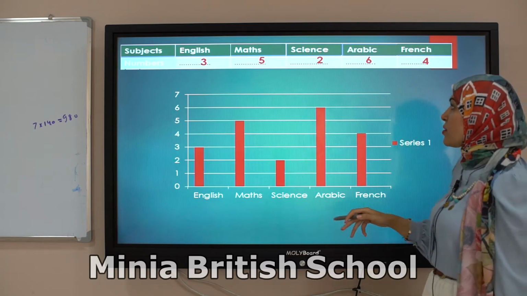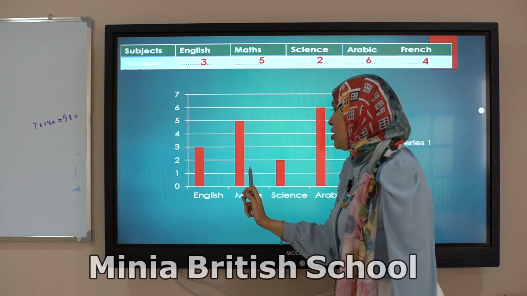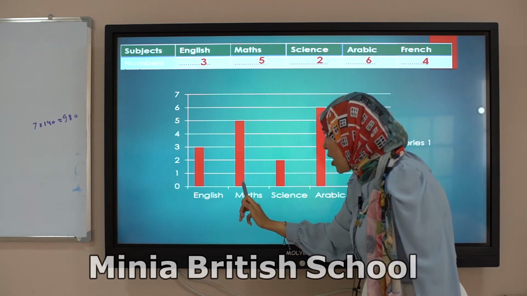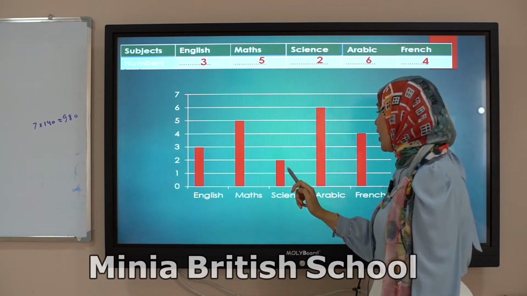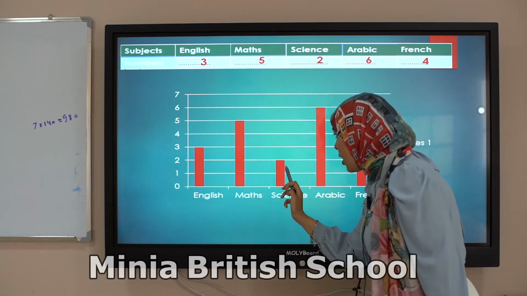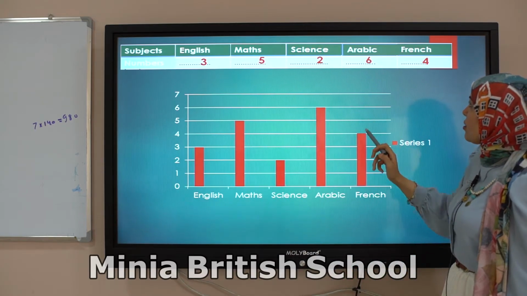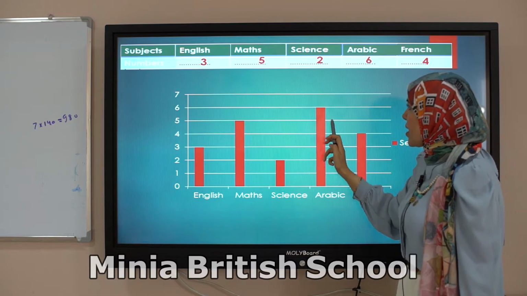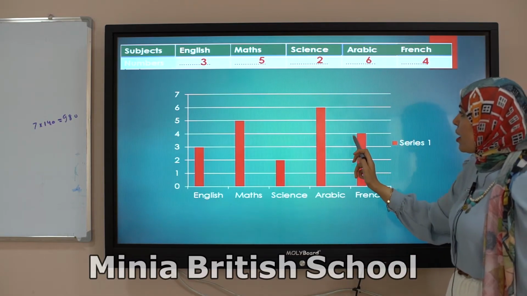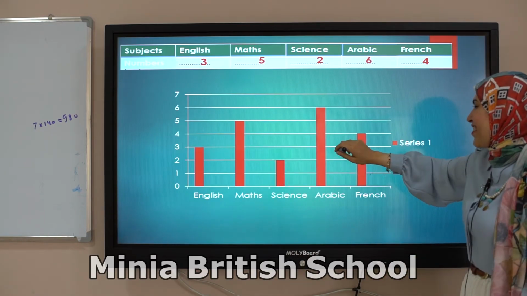Okay, to check your answer. Here you have 3 students in English. Here 3. Okay, and in math, here I have 5 students, and here 5. Okay. In science, I have 2 students, and here you colored to reach number 2. Okay, and here in Arabic you have 6 students. Okay, and in French you have 4 students. So all your answers are right.